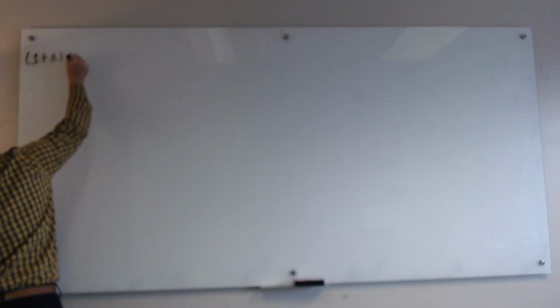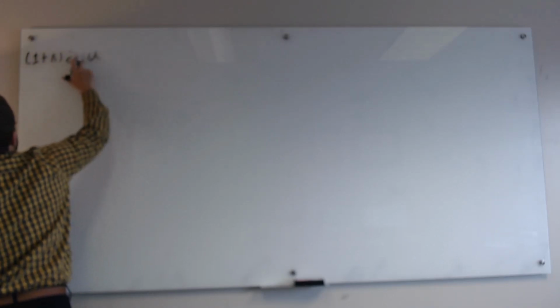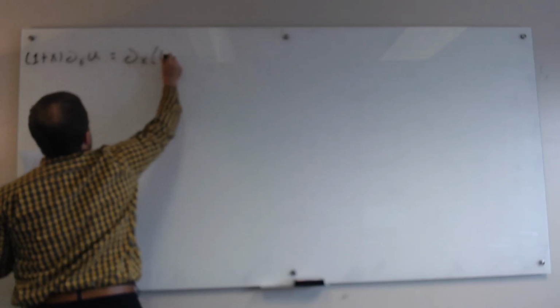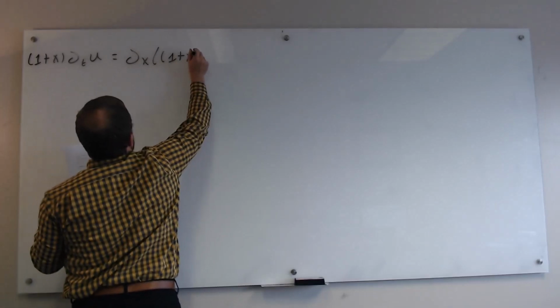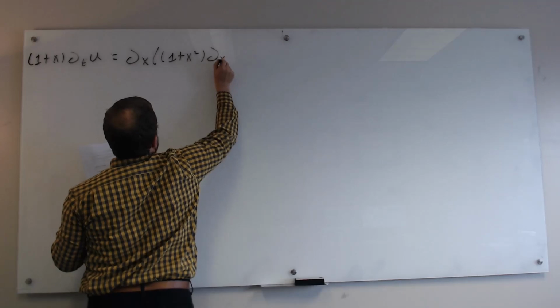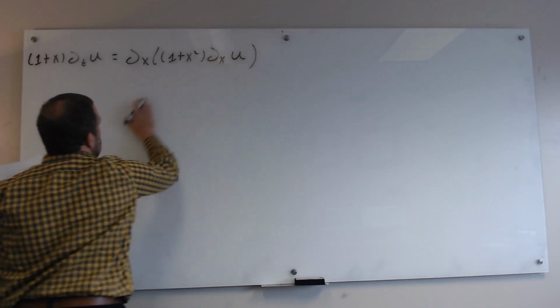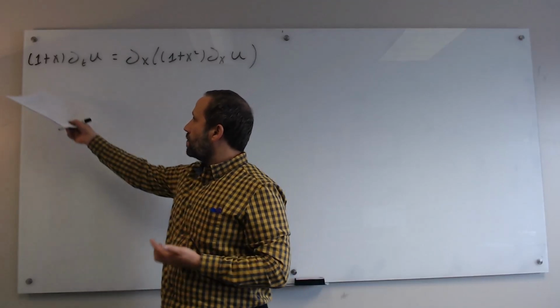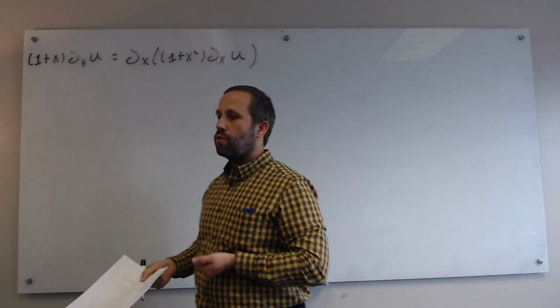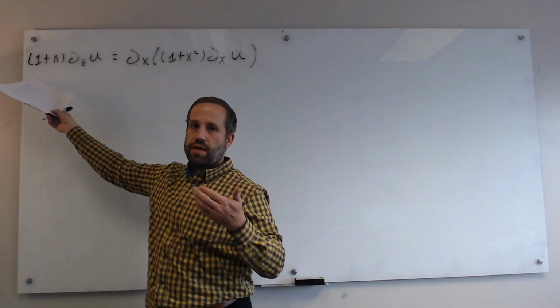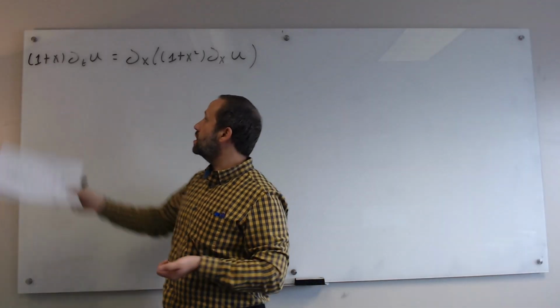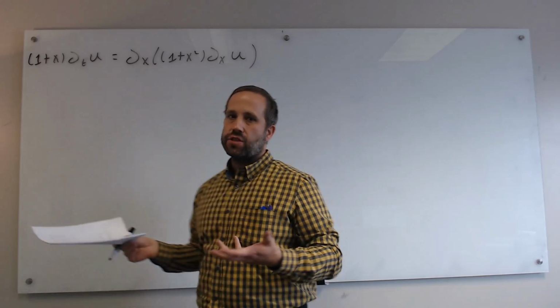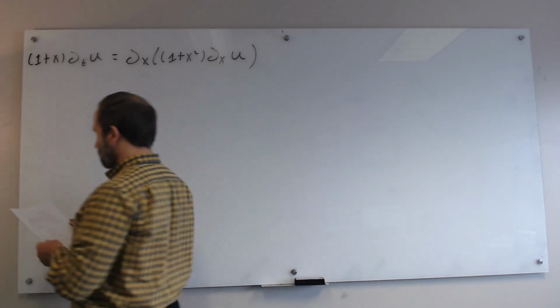1 plus x times the t derivative of u is equal to the x derivative of 1 plus x squared times the x derivative of u. So this represents some sort of heat or diffusion equation where the mass density, or the specific heat times the mass density, is 1 plus x, and then 1 plus x squared would be like the diffusion coefficient.